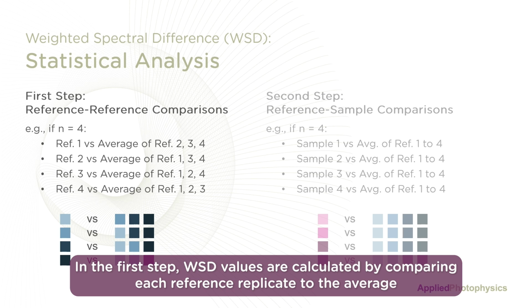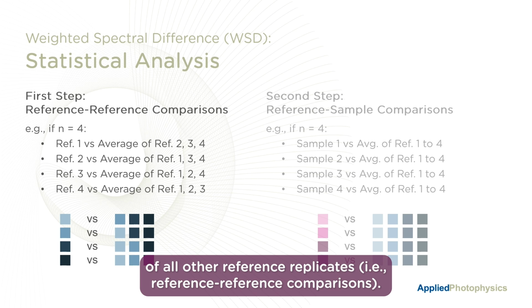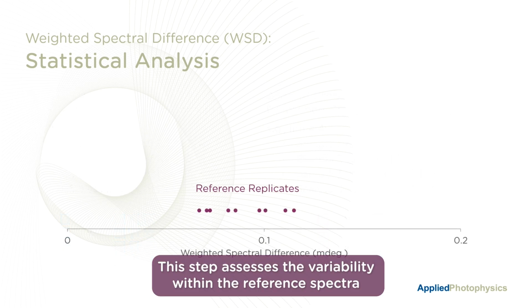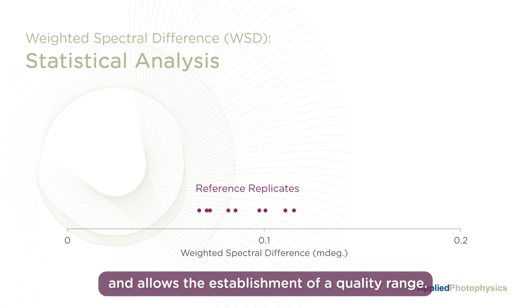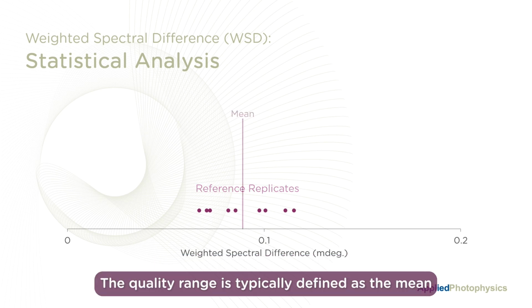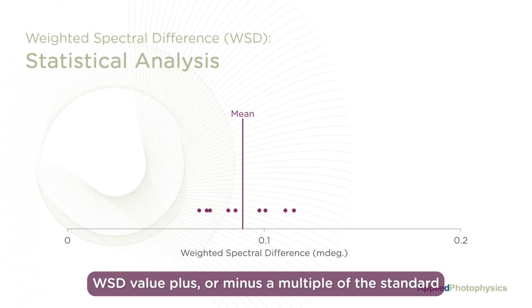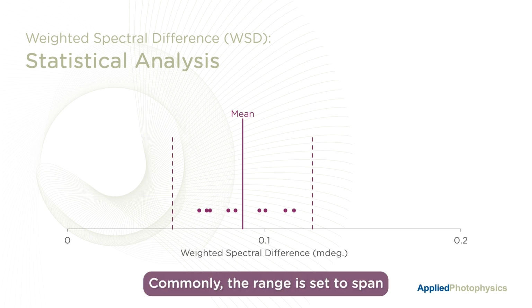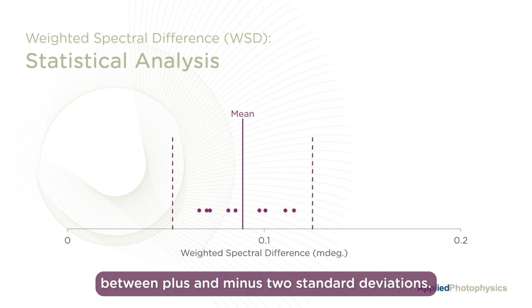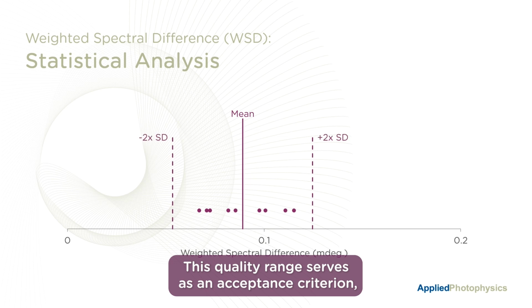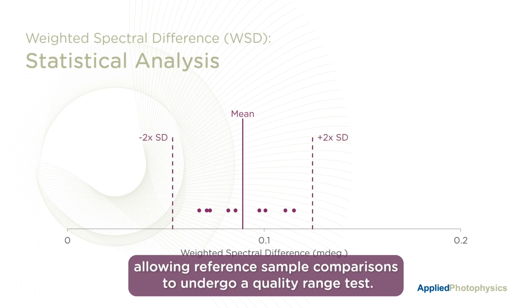In the first step, WSD values are calculated by comparing each reference replicate to the average of all other reference replicates, i.e., reference-reference comparisons. This step assesses the variability within the reference spectra and allows the establishment of a quality range. The quality range is typically defined as the mean WSD value plus or minus a multiple of the standard deviation calculated from the reference replicates. Commonly, the range is set to span between plus and minus 2 standard deviations. This quality range serves as an acceptance criterion, allowing the reference sample comparisons to undergo a quality range test.